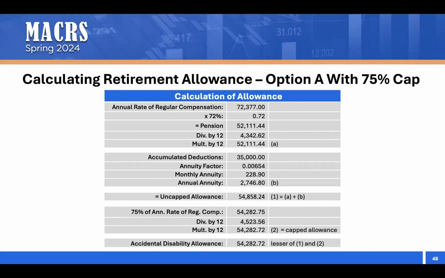$54,282.72. Once we have this amount, we would allocate this to annuity and pension, which I don't show on this page. You would use the same annuity and subtract the annuity from that smaller amount to get the new pension amount. So the pension amount paid would be slightly less than 72%.